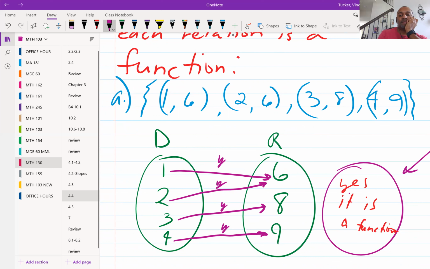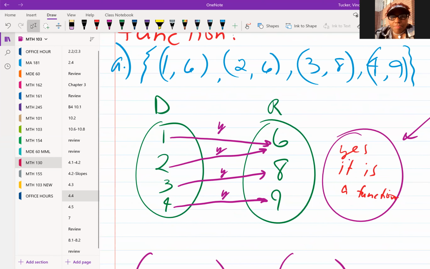What's right here beside the 3 and the 8? 4, 9. Oh, you're just talking about the ordered pair. Yeah, it'd be 4, 9. So like I said, let me show you this next example, and it will probably make things a little clearer.